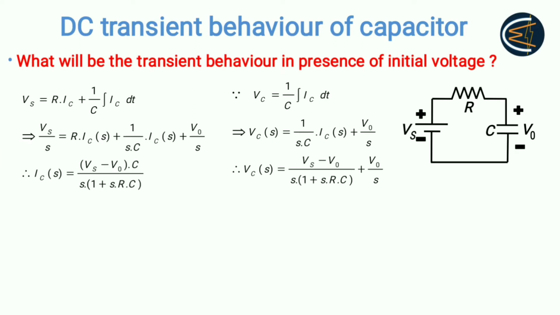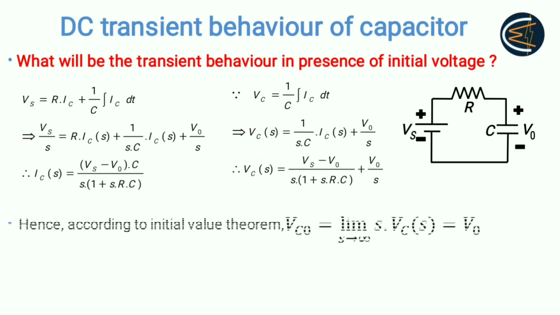So if you further notice, we also know the voltage across the capacitor can be written as 1 by C integration of Ic dt. So from here, if you replace this Ic(s) by this value, then you will find this expression of Vc(s), that means the Laplace transform of the voltage across the capacitor. So now if you apply the initial value theorem on this expression, see, limit s tends to infinity of s Vc(s), you will see the initial value of the voltage across the capacitor is nothing but V0, which is the previous value of voltage.